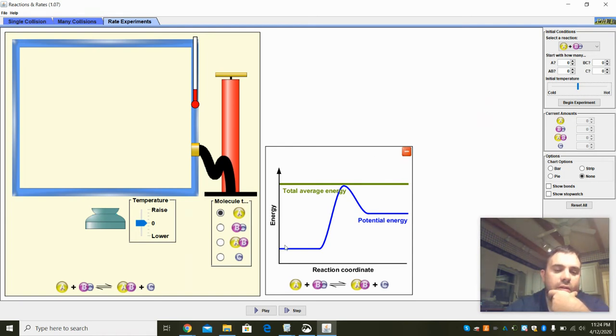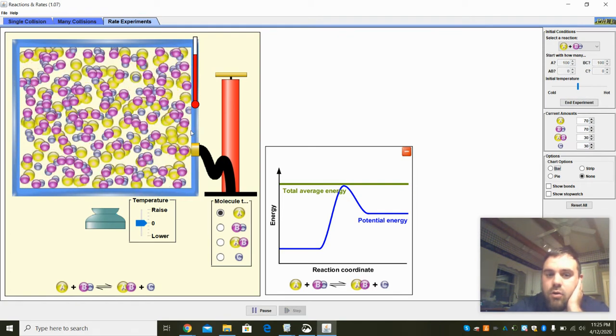Now notice this is a graph that maybe looks familiar. This is the potential energy of reactants and products. And I've set it so that the temperature is high enough for the particles to be able to go over this curve. And so what I'm going to do is start with 100 particles of A, and 100 particles of BC. All I'm going to do is click Begin Experiment.